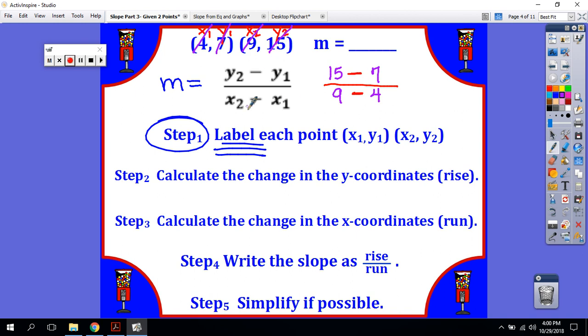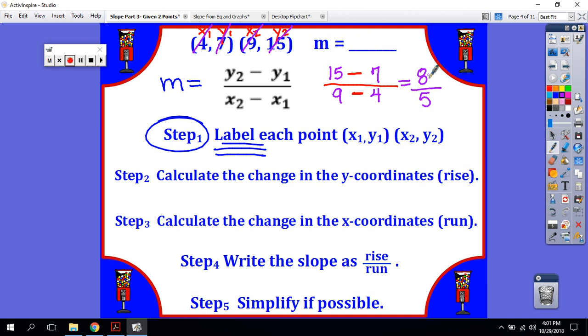Okay? Now we want to calculate. We want to simplify this. We look at the fraction as a grouping symbol. You've got to simplify the top, then simplify the bottom before you can divide. So what's 15 minus 7? Use your calculator. Remember, we get to use the calculator, so always do that. And 15 minus 7 is 8. On bottom, what's 9 minus 4? 5. Now look at your fraction and see if you can simplify it.